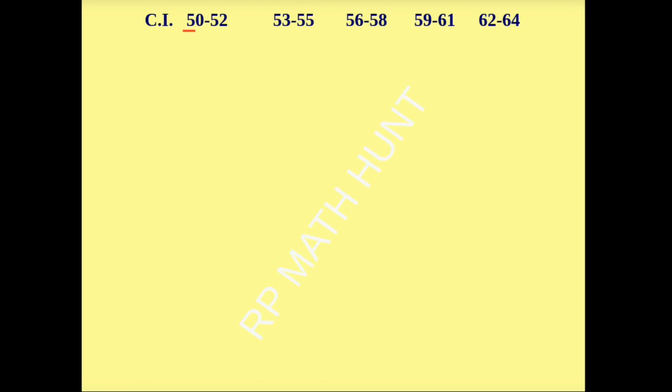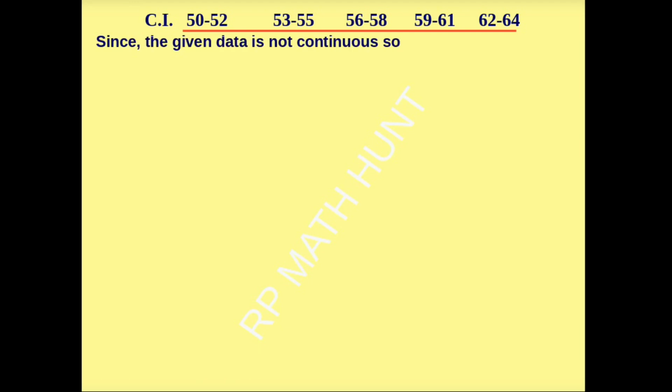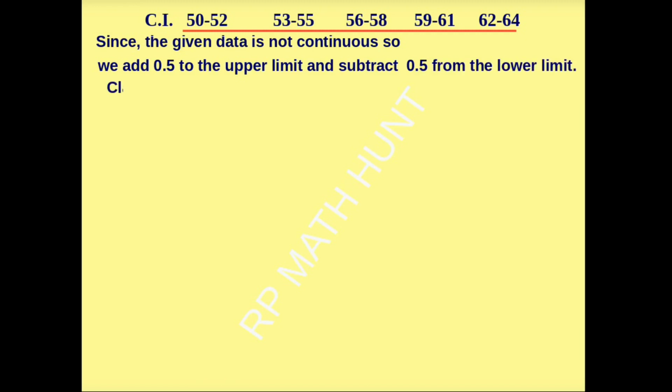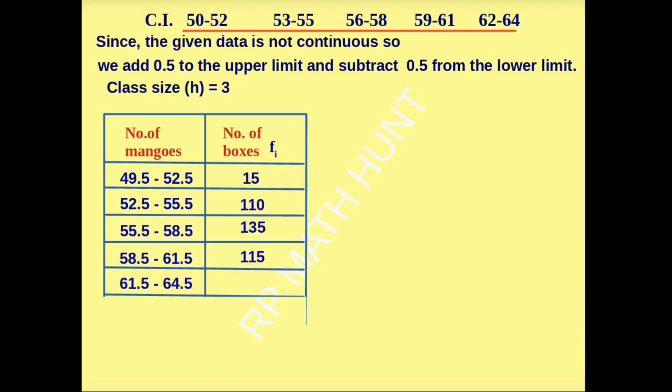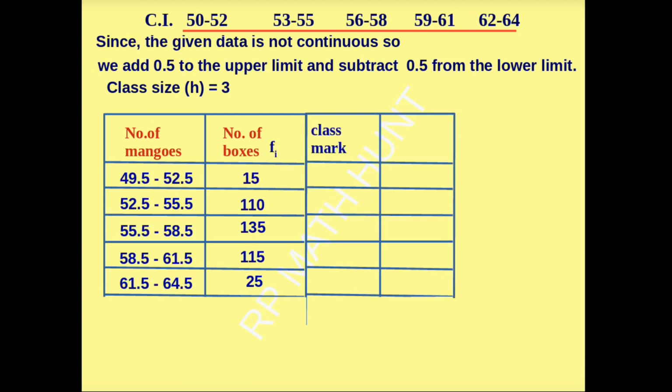These are the class intervals, 50 to 52. Since this given data is not continuous, we add 0.5 to the upper limit and subtract 0.5 from the lower limit. Class size h is equal to 3. Now, number of mangoes, number of boxes: 49.5 to 52.5, 15. 52.5 to 55.5 is 110. And 55.5 to 58.5 is 135. 58.5 to 61.5 is 115. 61.5 to 64.5 is 25.